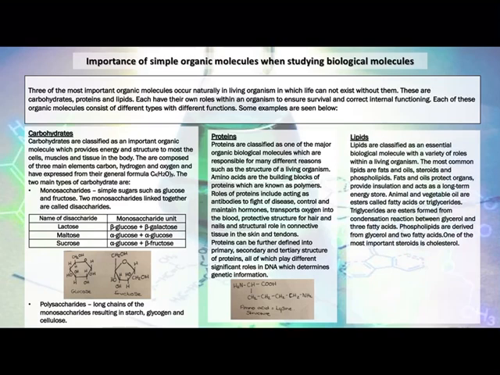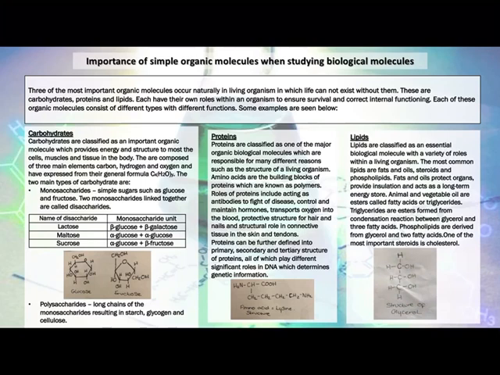So we have carbohydrates. Now, these are classified as an important molecule because they provide energy and structure to most of the body's cells and tissues. We have some examples. So we have monosaccharides, which are simple sugars such as glucose and fructose. And then polysaccharides, which are long chains of these monosaccharides, resulting in starch, glycogen, and cellulose.